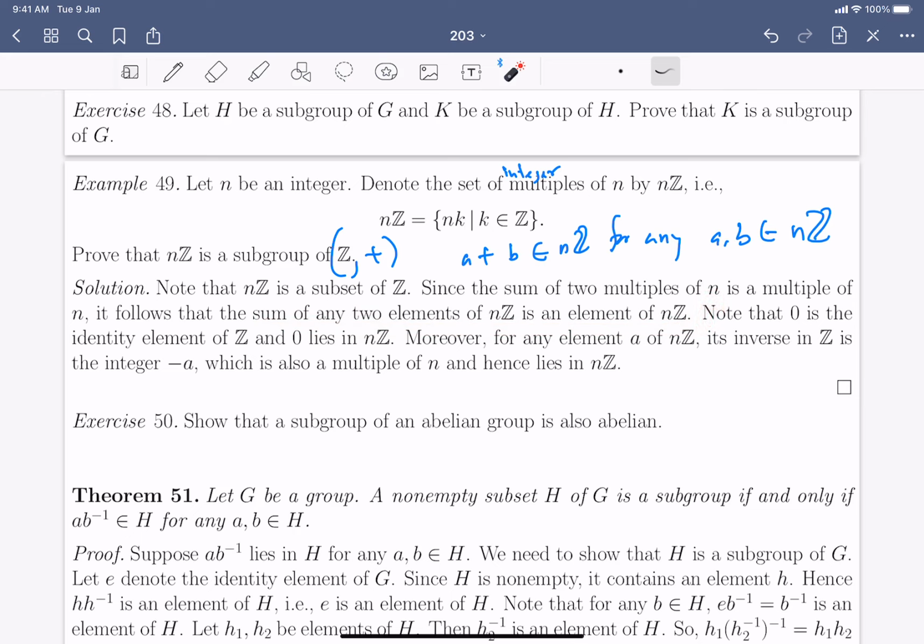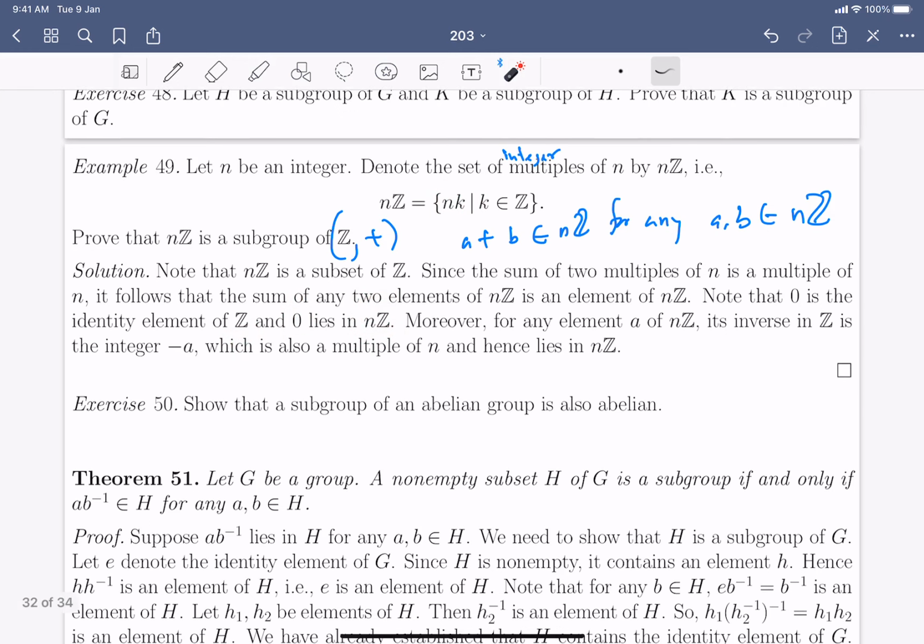Okay, and of course 0 is the identity element of Z, and of course 0 is an element inside nZ, because you can take k to be 0 to get 0 as a multiple of n, right? And then you have to pick an element a of nZ, and look at its inverse, which is the integer minus a, and this is certainly a multiple of n, right? Because if a is equal to nk, then minus a is n times minus k, and hence it has to lie inside nZ. So you're done with this example, right?